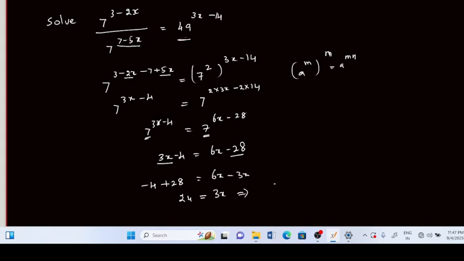So we can write 24 by 3 equal to x. If we cancel this, we get 8. So x is 8. The given equation is satisfied.